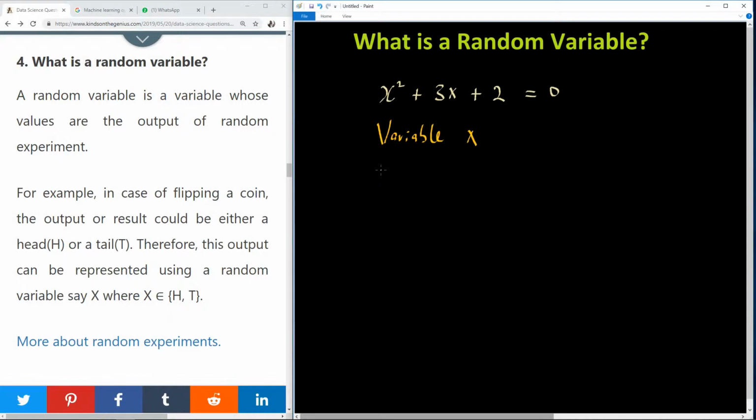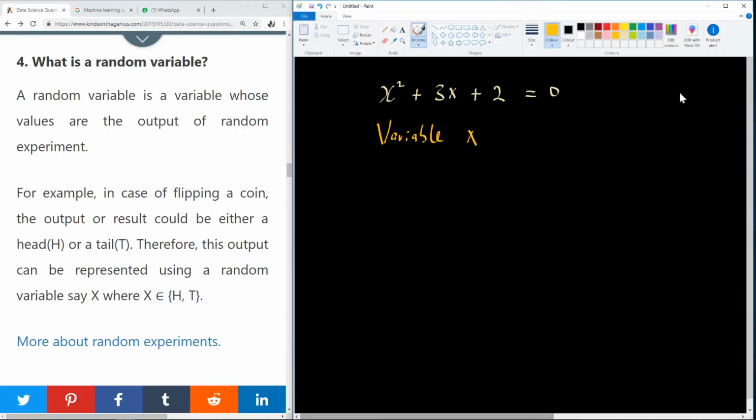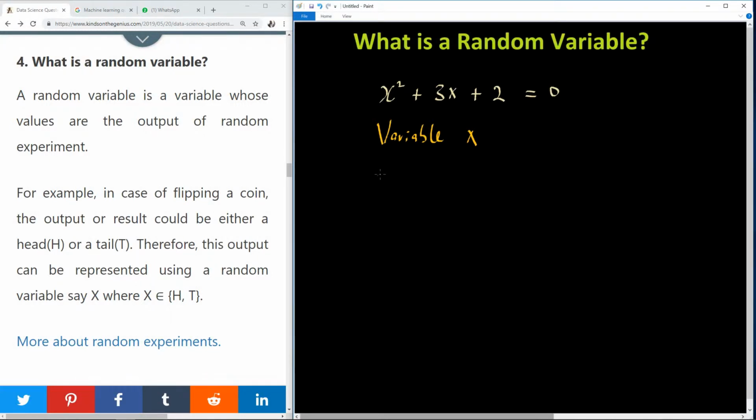Now, this is different from the concept of variable in computer. In computers, a variable is actually a memory location, that is, a memory location in programming. But if you are going to talk about random variable in data science, it means that we must have random experiments. The reason is because the data we are going to analyze in data science are data that come from random experiments.